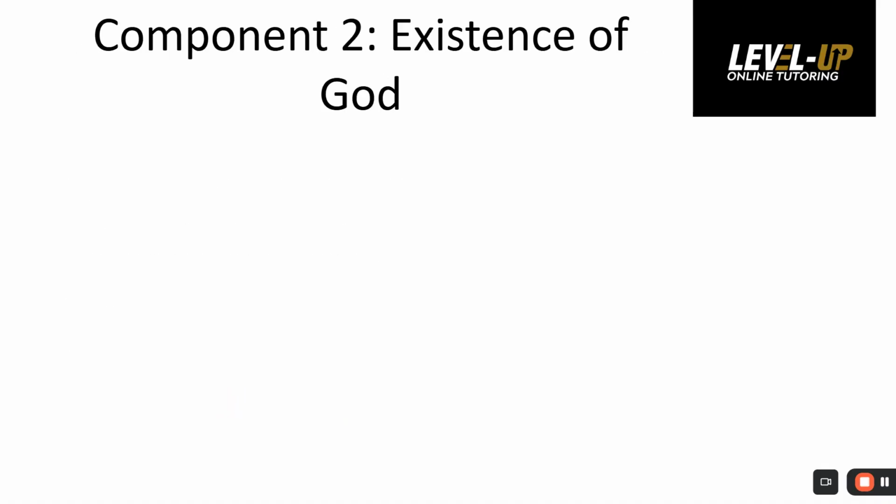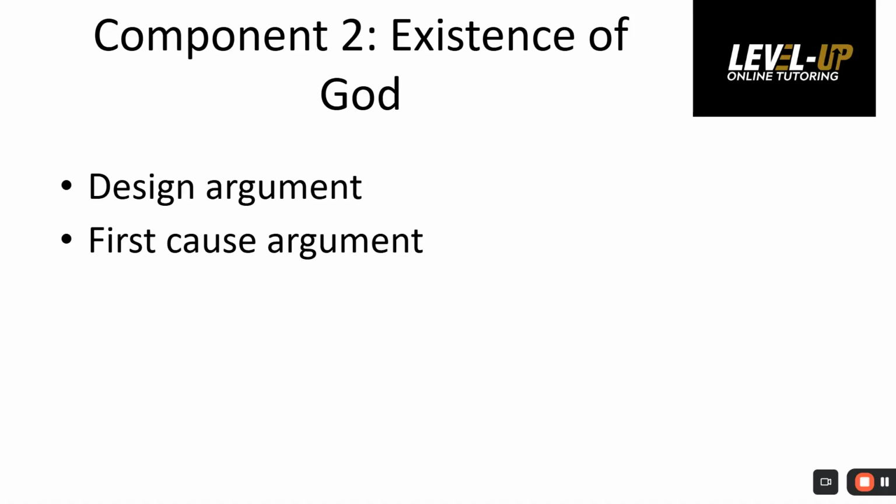In terms of the existence of God, you cover things like the design argument, looking at this idea that everything that is complex shows evidence of design. The universe is complex and therefore must have been designed. This argument from William Paley pushes forward the argument for God's existence. You could also link it to Thomas Aquinas' cosmological argument, the first cause argument: everything must have a cause, therefore the universe must have a cause, therefore God must have caused the universe.